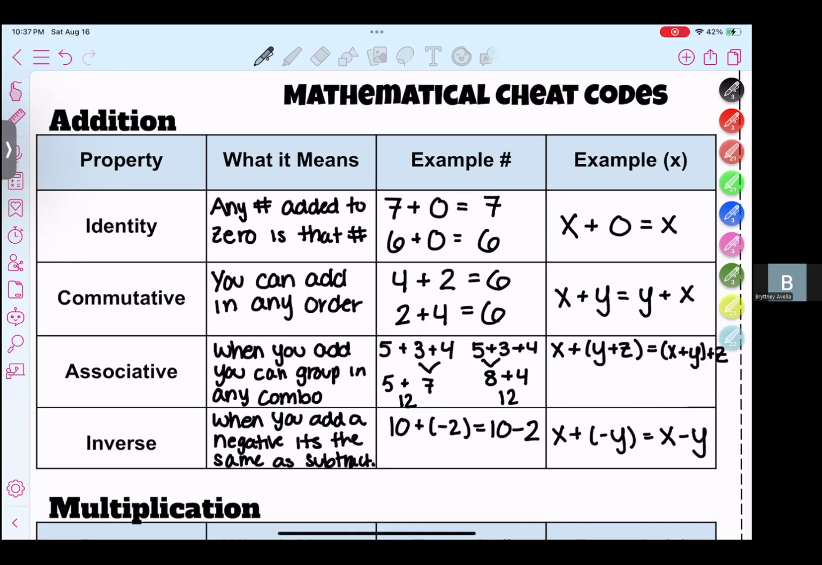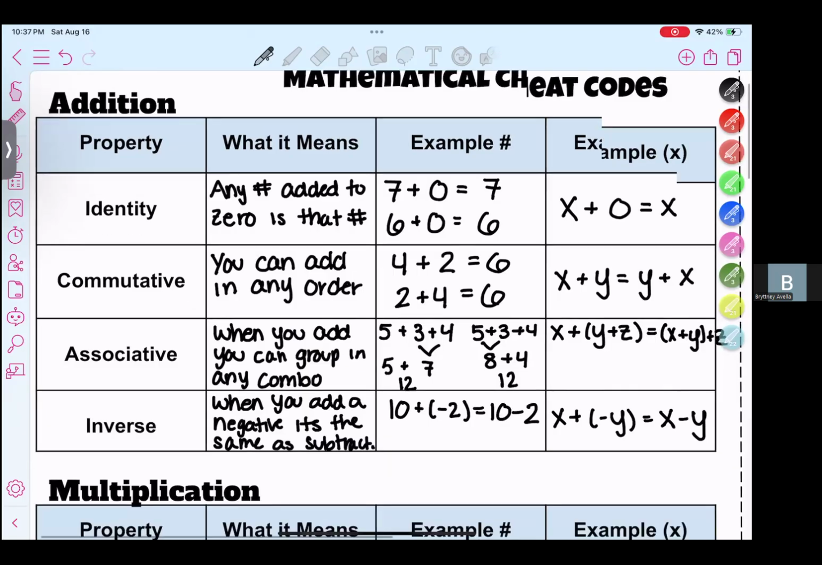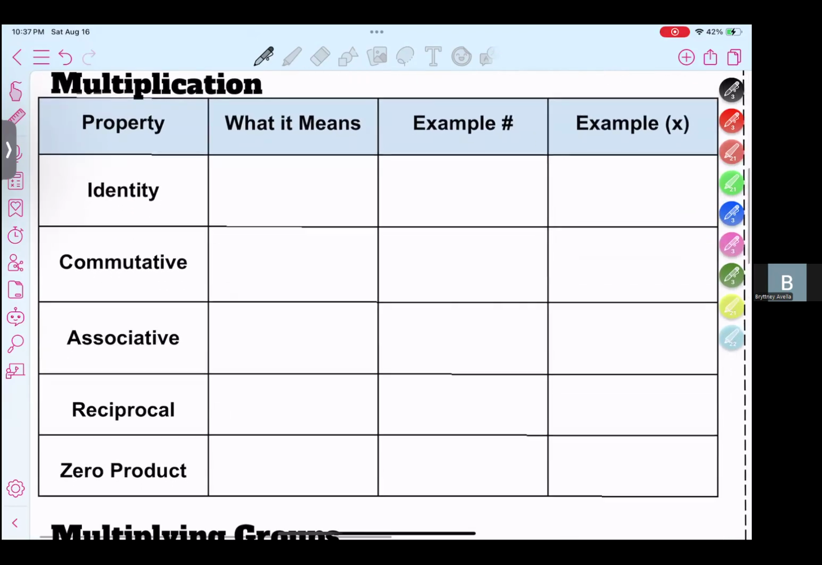So those are pretty much your cheat codes for addition. They're just things that if you know, it makes it a little faster for you or may make a problem a little bit easier, but you don't necessarily have to use them. You can still do the math without them. We also have some multiplication cheat codes. They do have some of the same names for some of them.